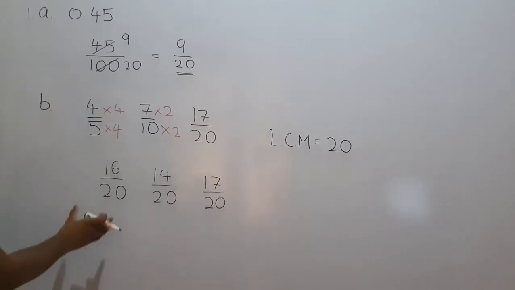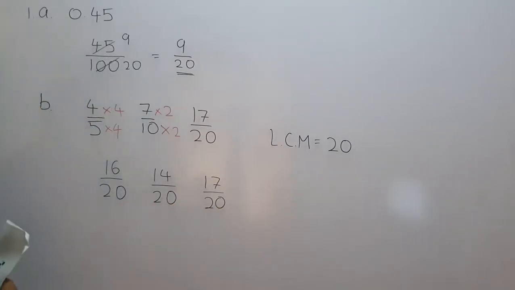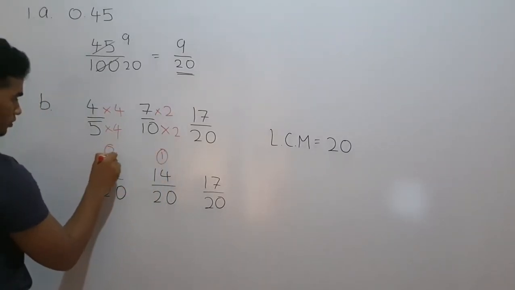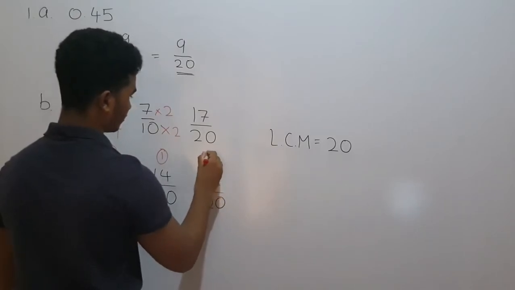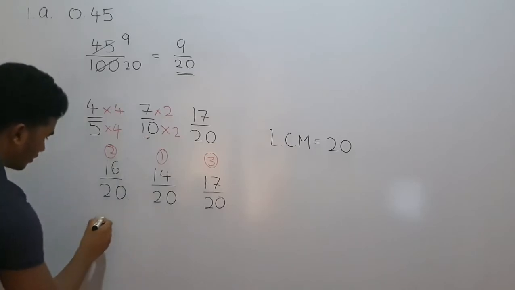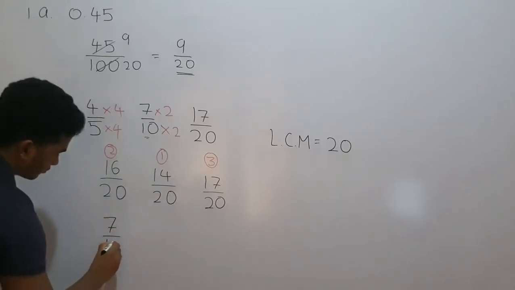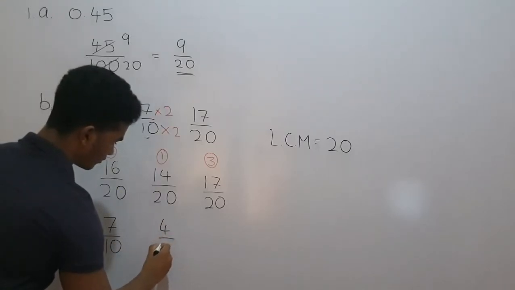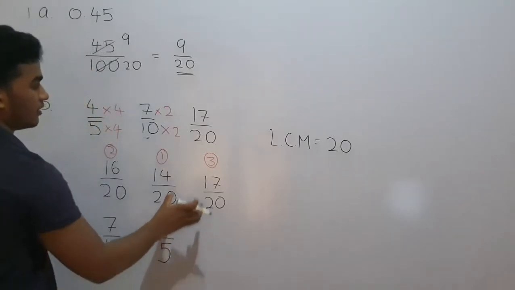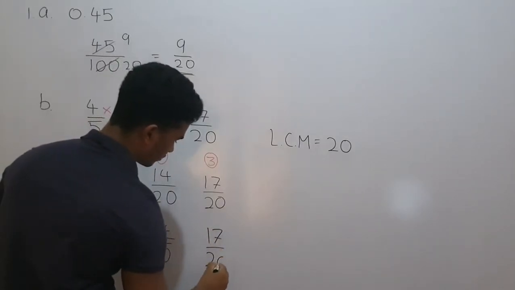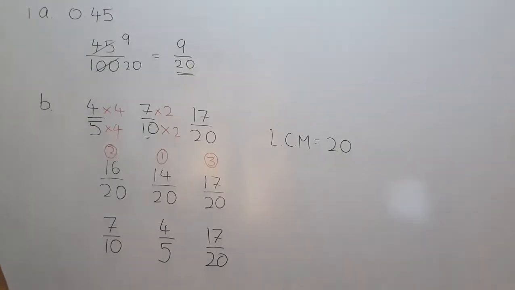So now you have the denominators equal, so you can pick the smallest fraction. This is number 1, this is number 2 and this fraction is number 3. So the smallest fraction is 7 over 10. Then the second fraction is 4 over 5. And the third, largest fraction is 17 over 20. So this is your final answer.